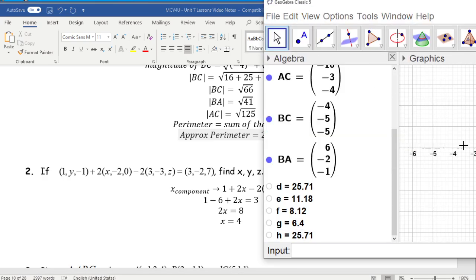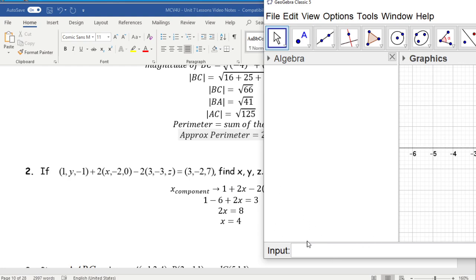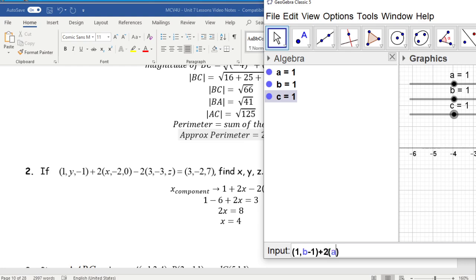Again, it might be good to check that. I guess we can put this after. So let's go A, B, C, and then I'm going to go 1, B, -1, plus 2, A, -2, 0, minus 2, 3, -3, C equals. Okay, yeah, well, so we need it to be 3, -2, 7. So what I said there is that the x component should be 4. If the x component's 4, okay, then our answer is right.